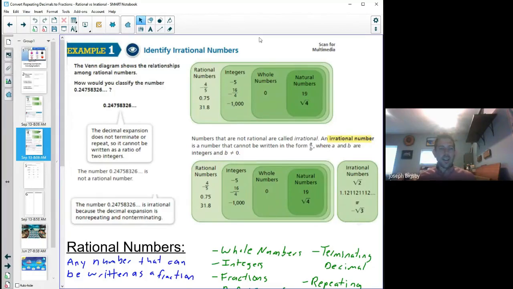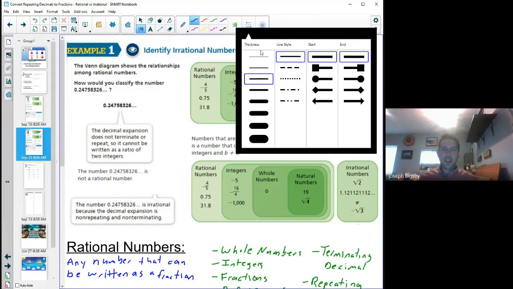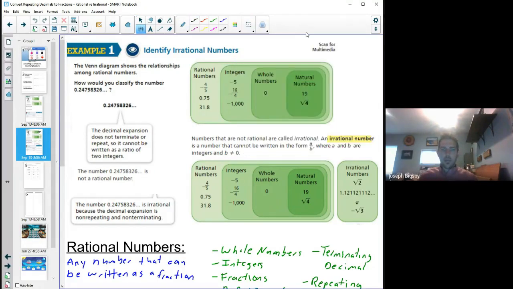Today's lesson is about irrational numbers. So we're just simply classifying numbers today as irrational or rational.